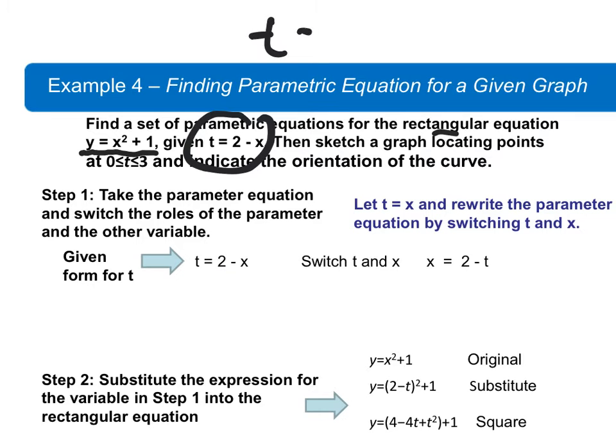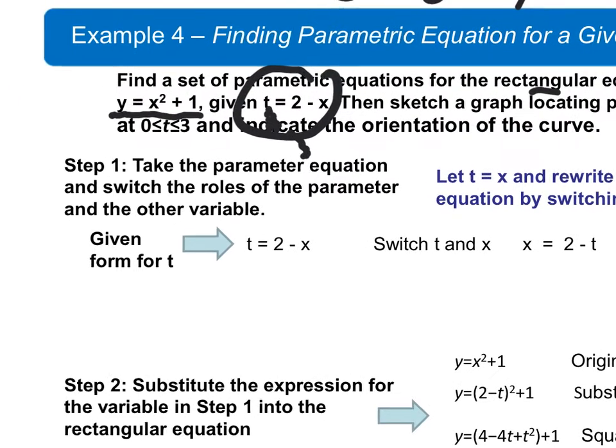So t equals 2 minus x. This little thing that I circled is arbitrary. He could have said anything. He could have said, let t equal x. Let t equal x squared. Let t equal x minus 5. It really doesn't matter. But in this particular problem, for some reason, he has a reason for saying, let t start out like this. Okay?